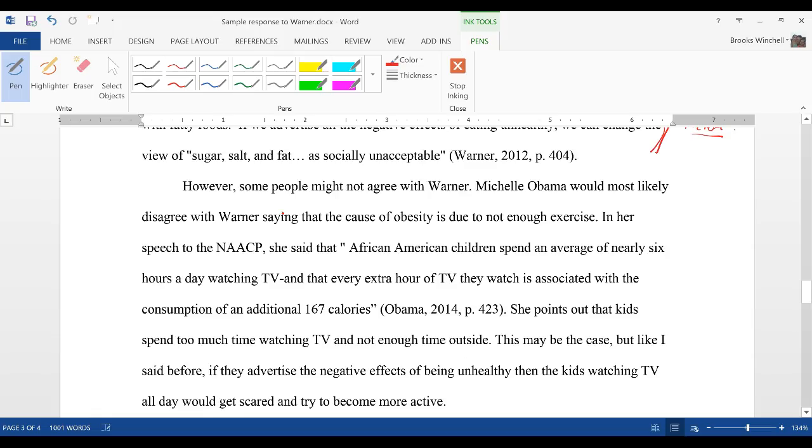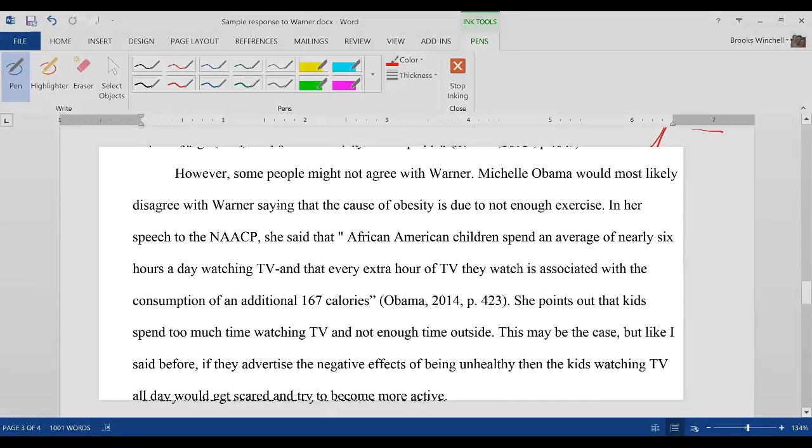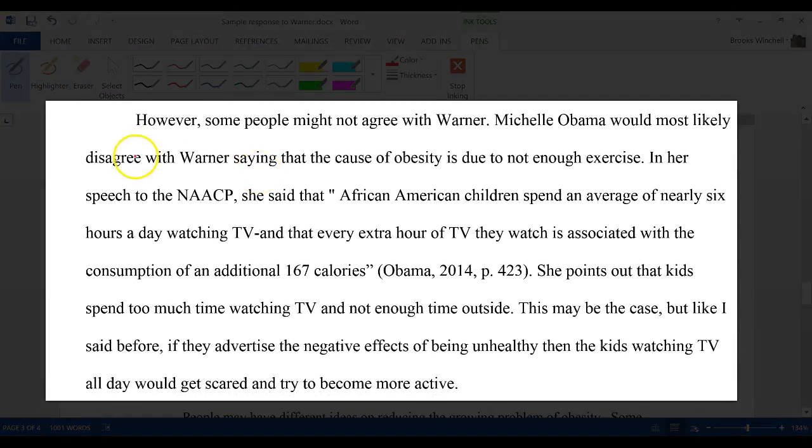So in this paragraph, he's moving on to somebody who might disagree, right? So he's bringing in the opposite side as well, although I'm not sure that he necessarily disagrees with Warner at all. He says, however, some people might not agree with Warner.